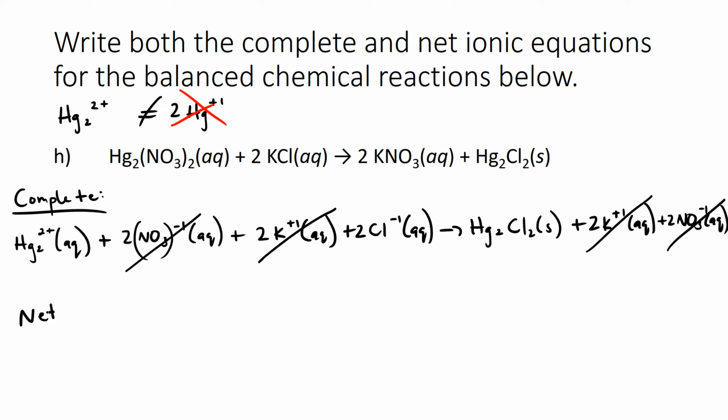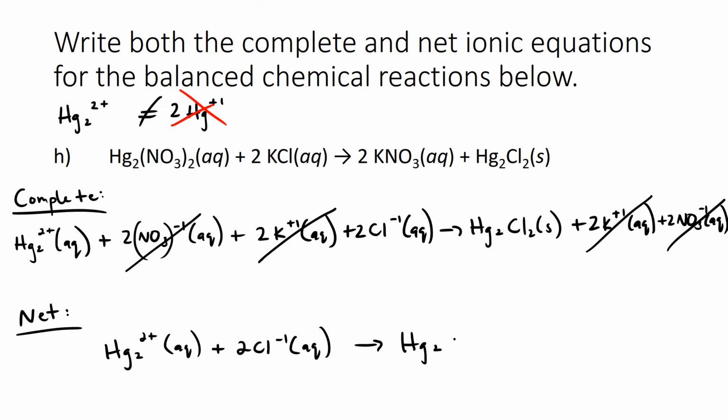And the net ionic equation will be Hg2 with the 2+ charge in the aqueous state, reacting with the two chloride ions that have the -1 charge. And when those two react with each other, that's where you get the solid formation of Hg2Cl2. And so that would be the net ionic equation.